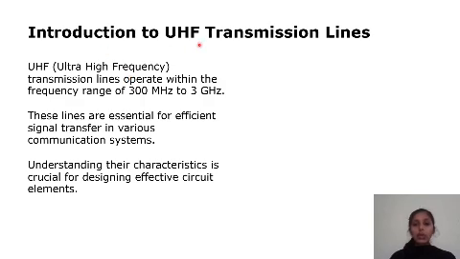Firstly, introduction to UHF transmission lines. UHF transmission lines operate within the frequency range of 300 megahertz to 3 gigahertz. These lines are essential for effective signal transfer in various communication systems. Understanding their characteristics is crucial for designing effective circuits.